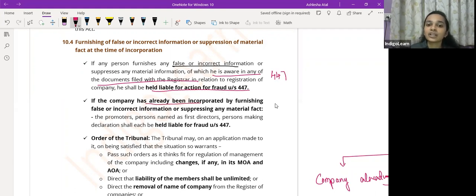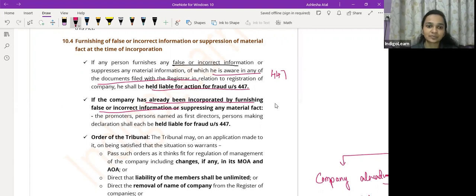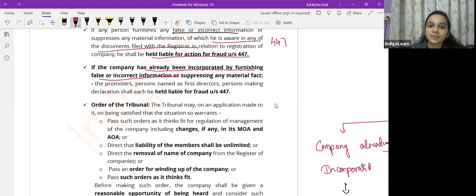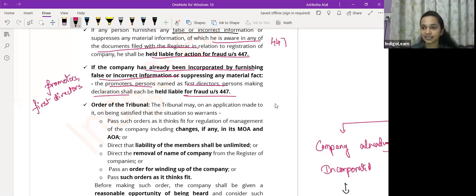But if the company has already been incorporated by furnishing false or incorrect information or suppressing any material information, तब क्या होगा? उस सिचुएशन में promoters, persons who are first directors and persons who are making declaration, they shall be held liable for fraud under section 447. So कौन liable होगा? Promoters of the company, first directors, and the people who have made declaration. They shall be held liable for fraud under 447.